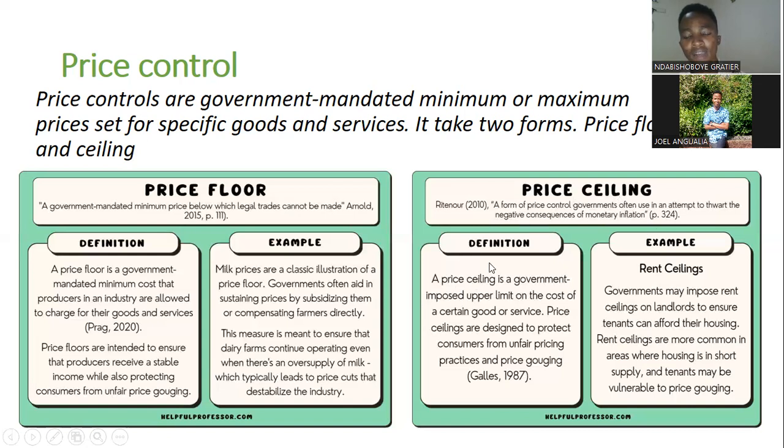A price ceiling is a government-imposed upper limit on the cost of a certain good or service. Price ceilings are designed to protect consumers from unfair pricing practices and price gouging. This is according to GALS 1987.